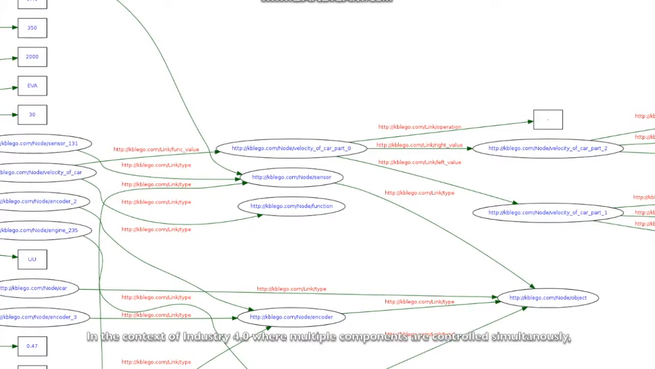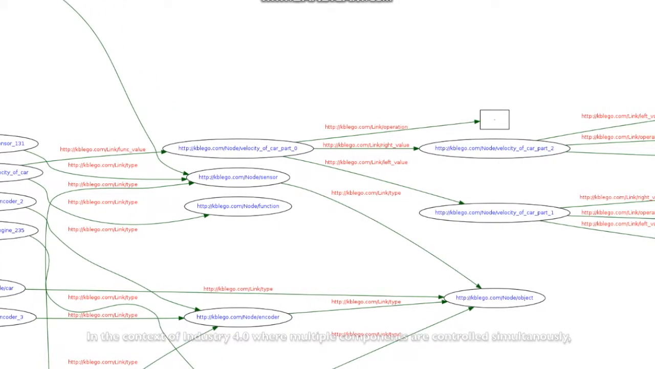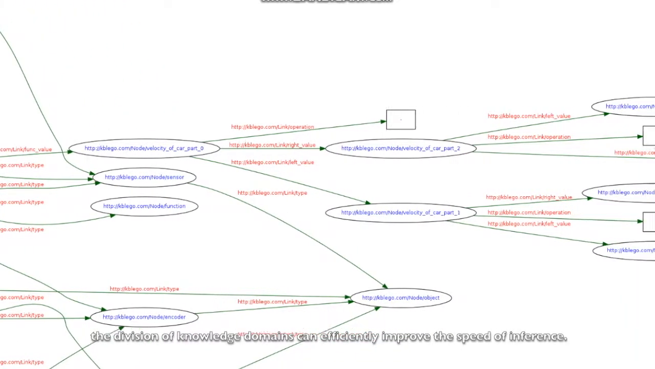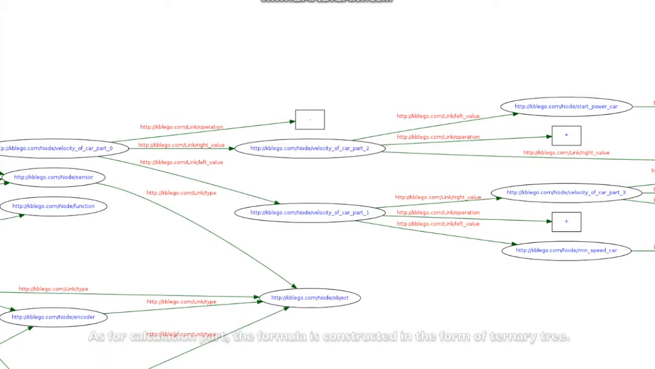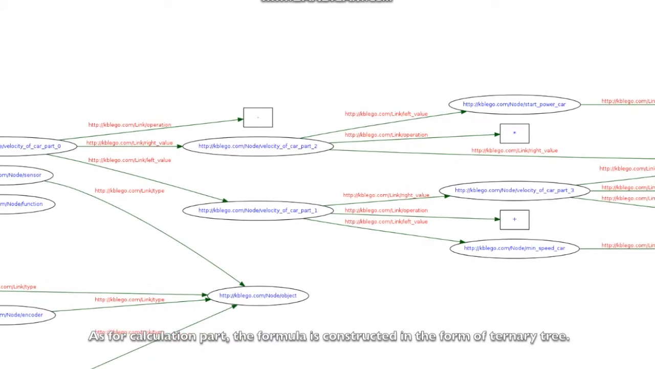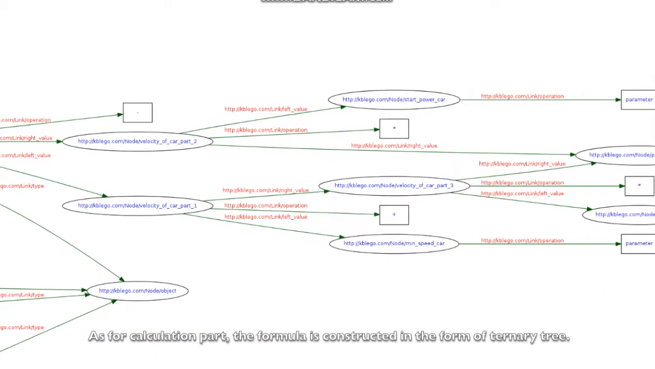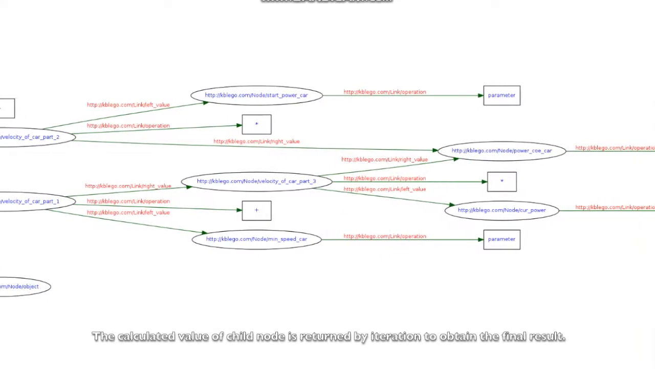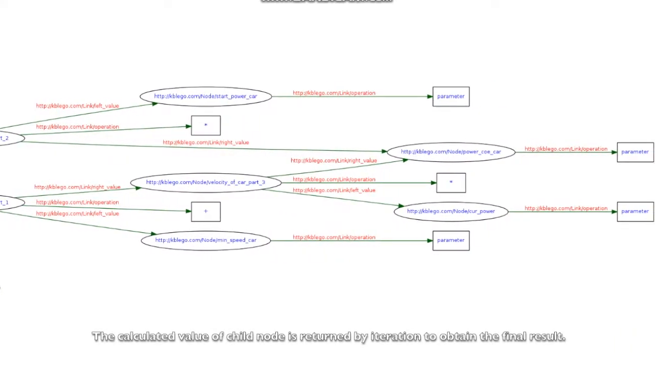When there are multiple components controlled simultaneously, the division of knowledge domains can efficiently improve the speed of inference. As for the calculation part, the formula is constructed in the form of ternary tree. Then the calculated value of the child node is returned by iteration to obtain the final result.